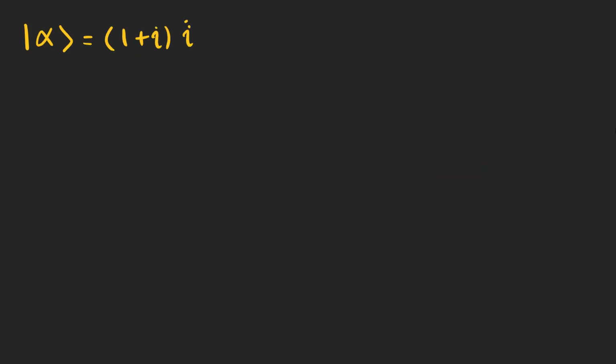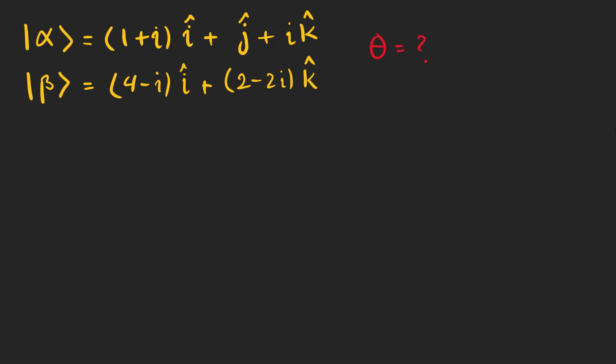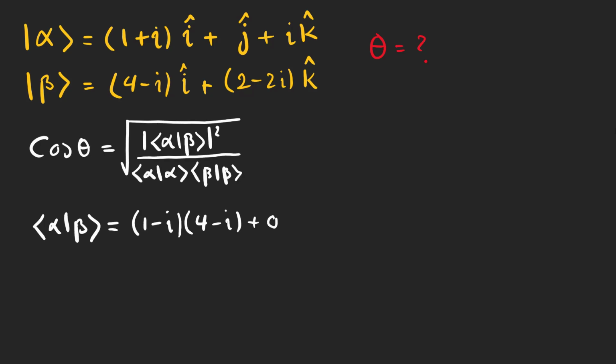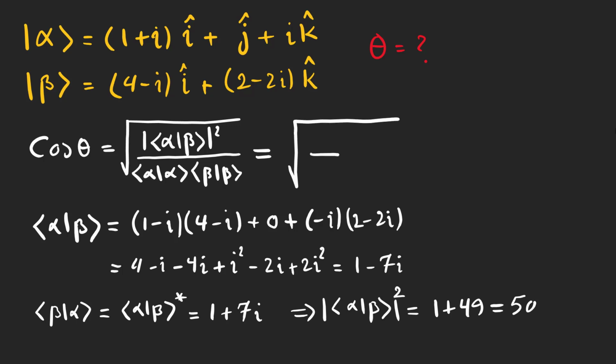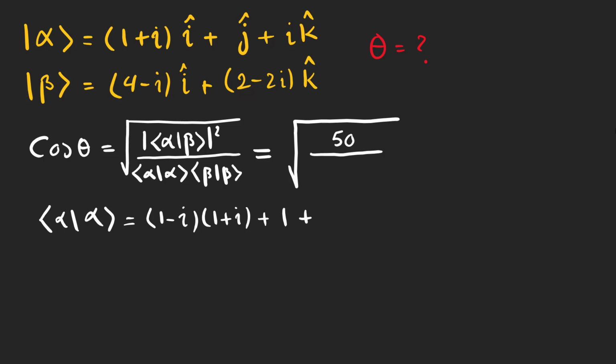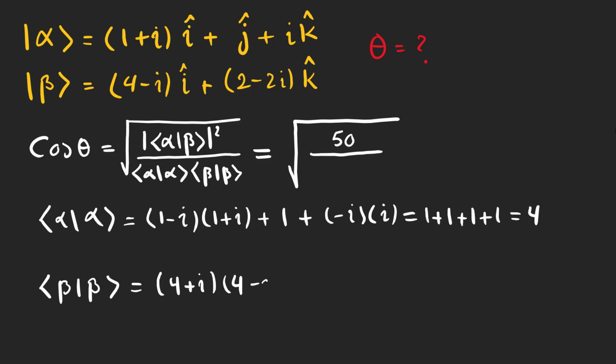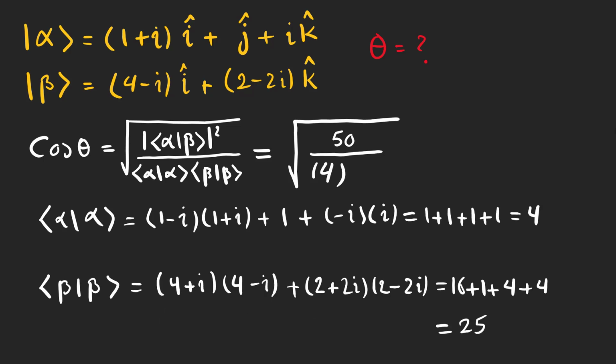As another example, suppose that we have alpha and beta as 2 3-dimensional vectors and we want to find the angle theta. First, we need to find the inner product of the 2 vectors, which yields a complex number, and multiply it by its conjugate. Then we find the inner product of each vector with itself and put all these numbers in the cosine formula to find the angle, which is 45 degrees.